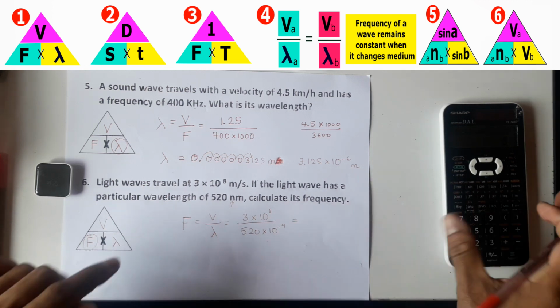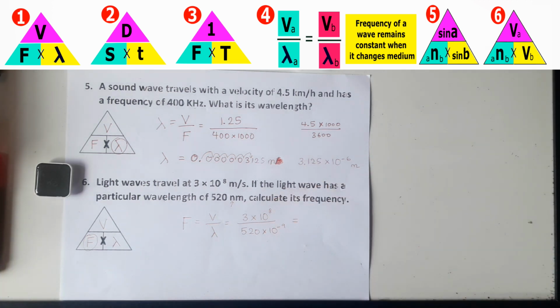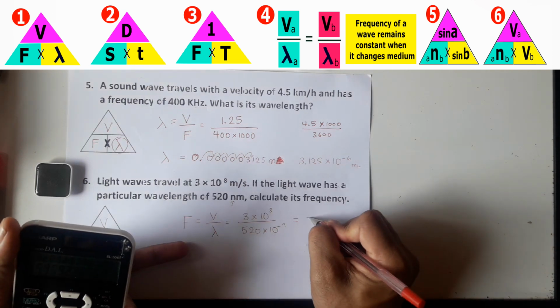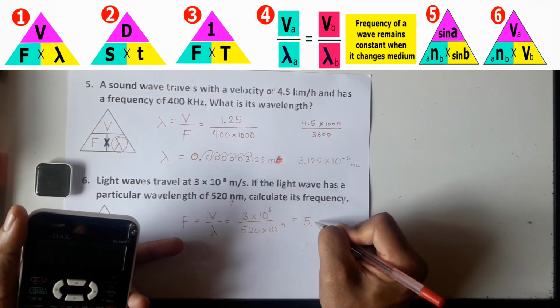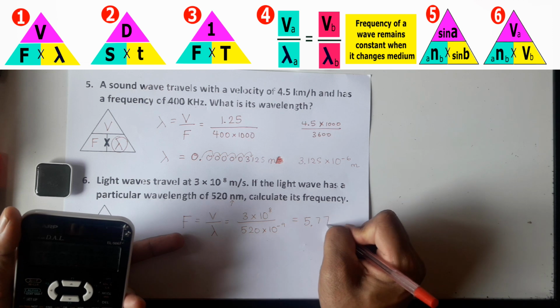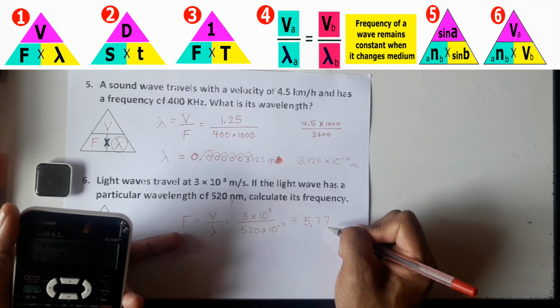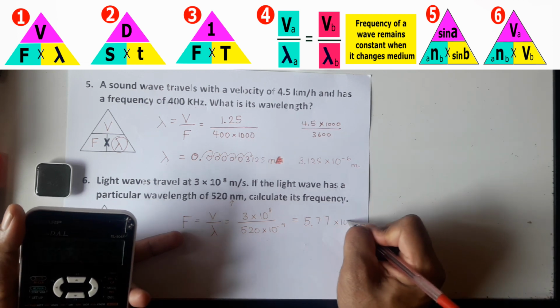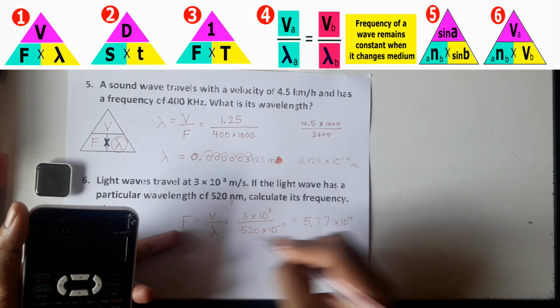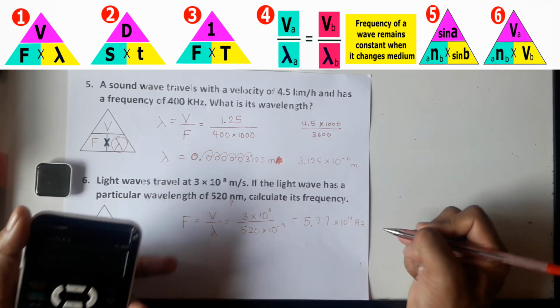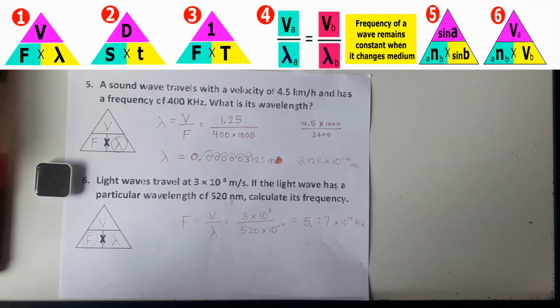So let's finish this question quickly. We're just going to take the top and divide it by the underneath. 3 times 10 to the power 8 divided by 520 multiplied by 10 to the power negative 9. And, well, we will get, if we round it off to 2 decimal places properly, 5.77 multiplied by 10 to the power 14, and frequency is measured in hertz.